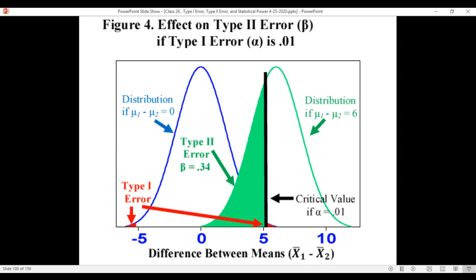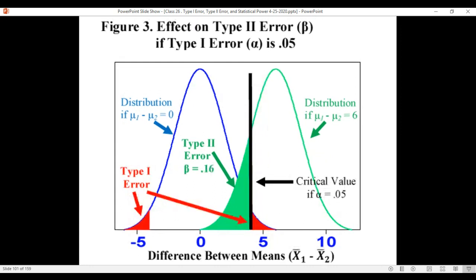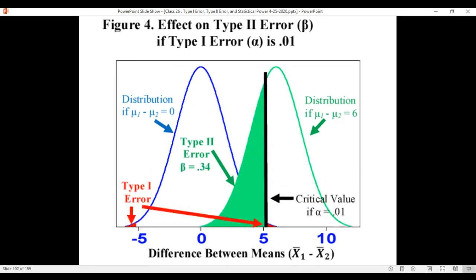Okay, I'll do it one more time just to make sure you saw it. Watch the green area that represents beta. Alpha equals 0.05. Alpha equals 0.01.